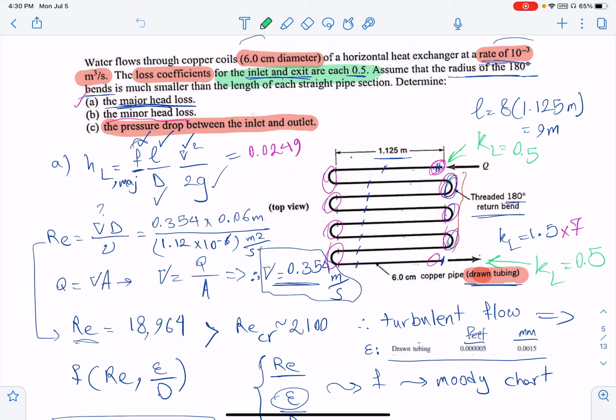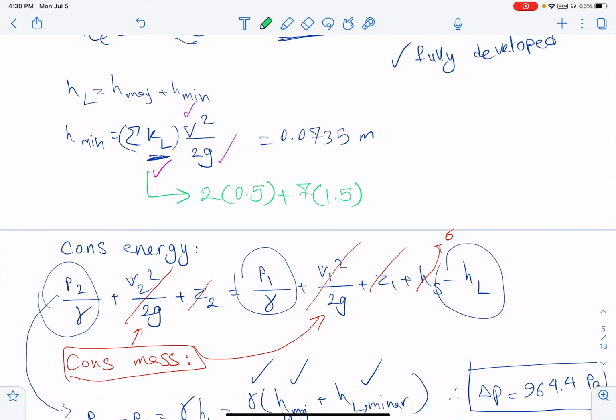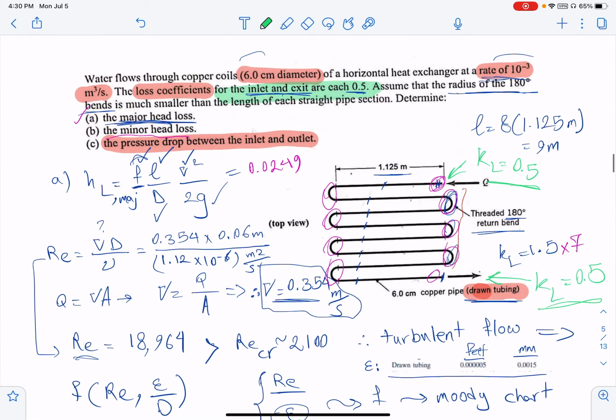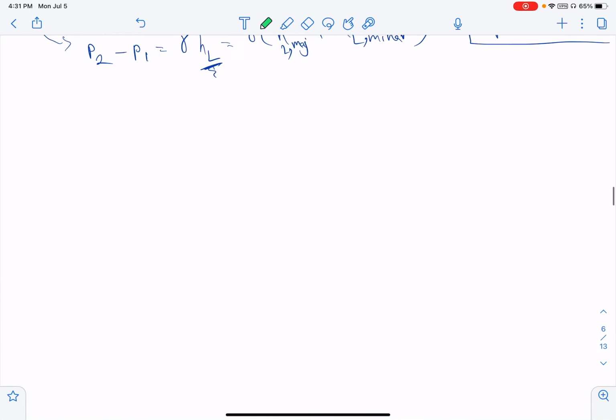We have the loss coefficient in this question for inlet and exit, which are each 0.5. So we have a KL here and a KL at exit. When we want to calculate the sigma KL, we have 7 times 1.5, which is because of these threaded 180 return bends, and we have 2 times 0.5, which is for the exit and inlet of the pipe.